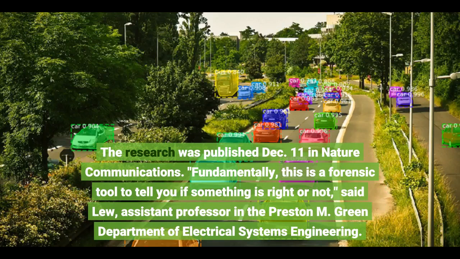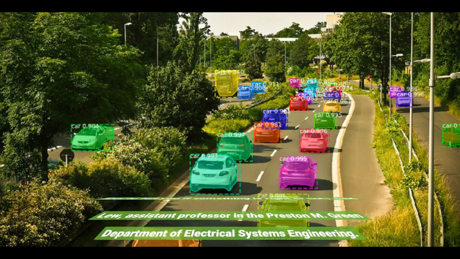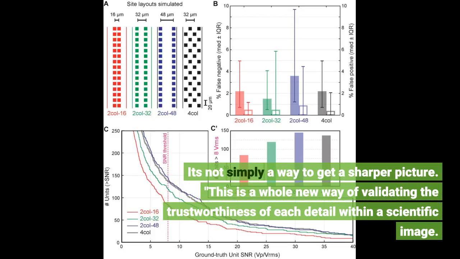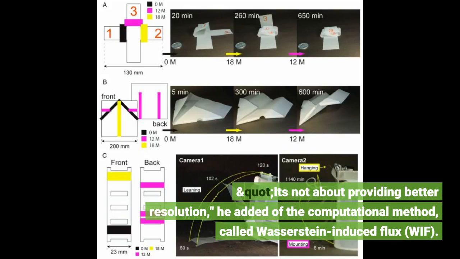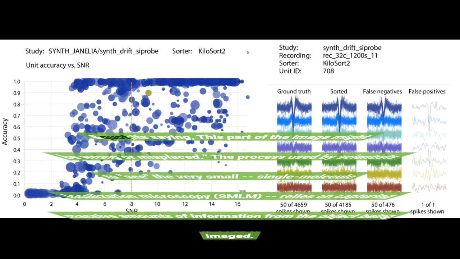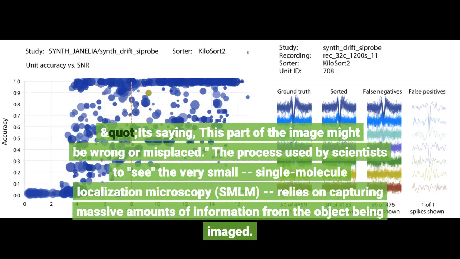Fundamentally, this is a forensic tool to tell you if something is right or not, said Lew, assistant professor in the Preston M. Green Department of Electrical and Systems Engineering. It's not simply a way to get a sharper picture. This is a whole new way of validating the trustworthiness of each detail within a scientific image. It's not about providing better resolution, he added of the computational method, called Wasserstein-induced flux, WIF. It's saying, this part of the image might be wrong or misplaced.